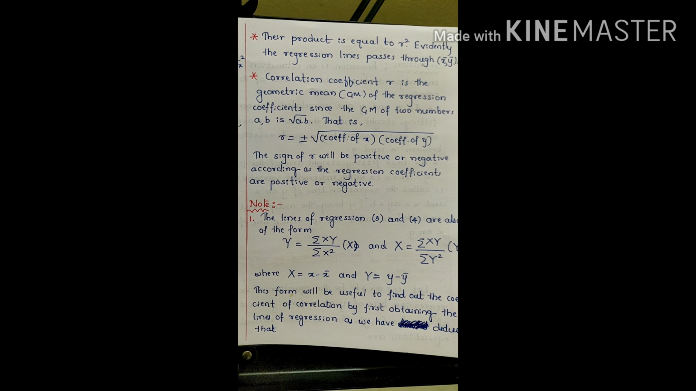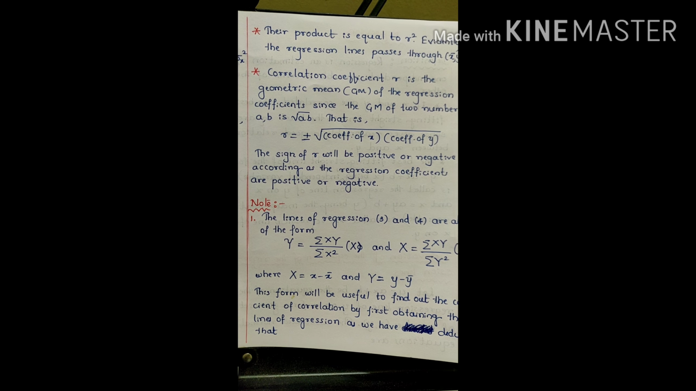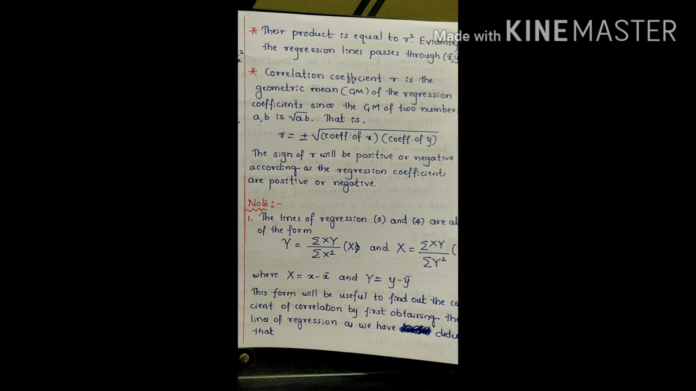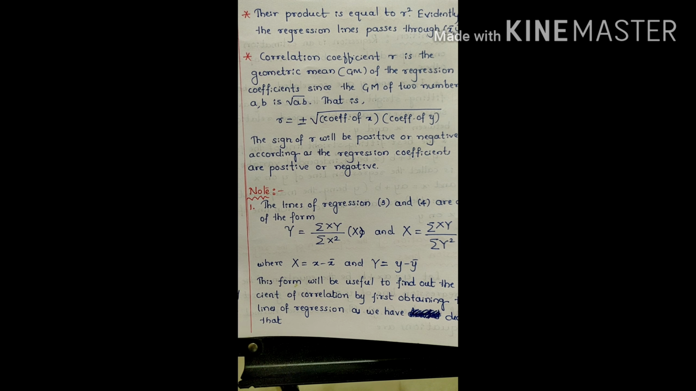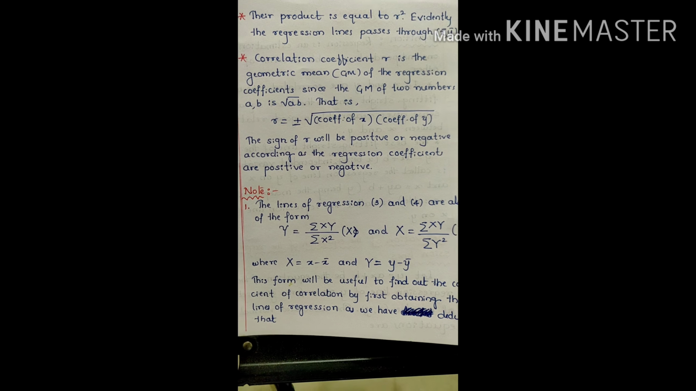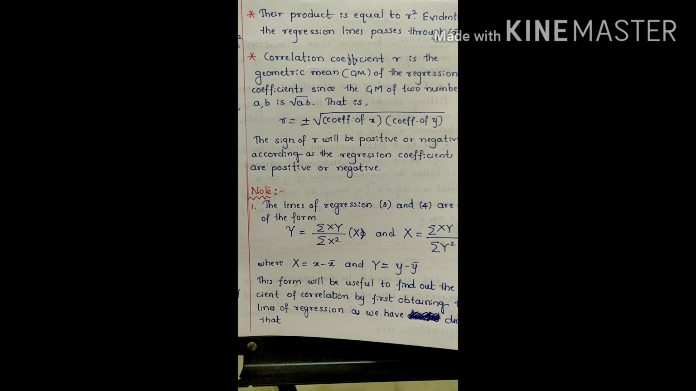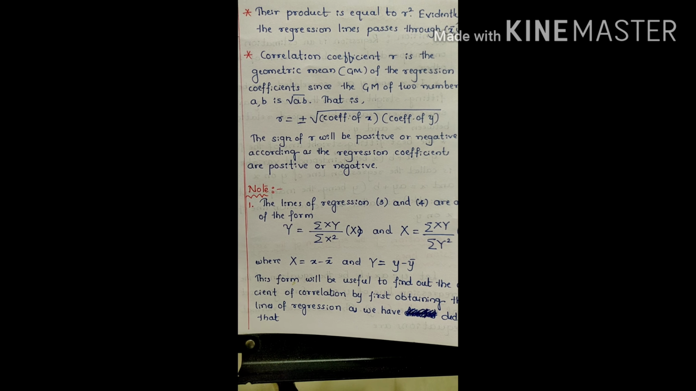And so from this we can conclude that the coefficient of correlation r is the geometric mean of the regression coefficients. So it can be put in the form r equal to plus or minus square root of coefficient of x and coefficient of y. And the sign of this r depends on the signs of the regression coefficients.